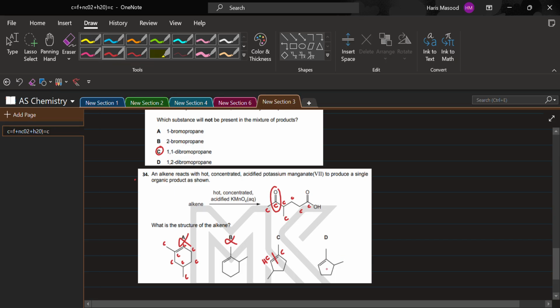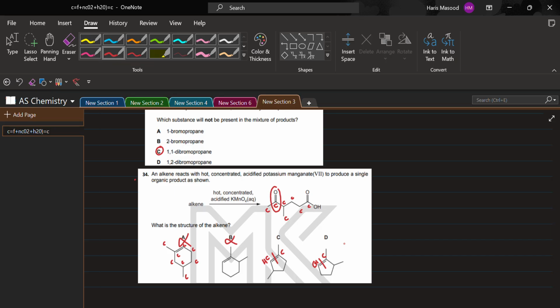For the D, again do the same thing. This has one hydrogen. It is also correct. It is also forming one ketone, one carboxylic acid. So if both are correct, which is the correct one? That we will have to look into the chain.